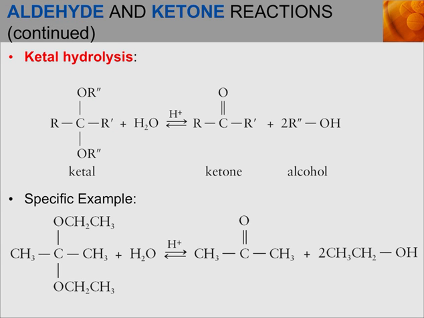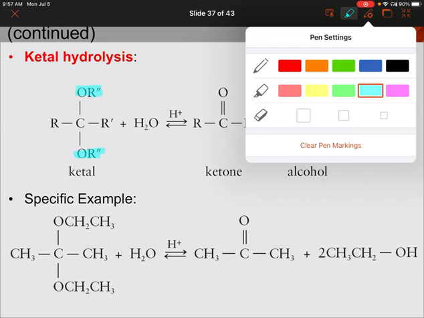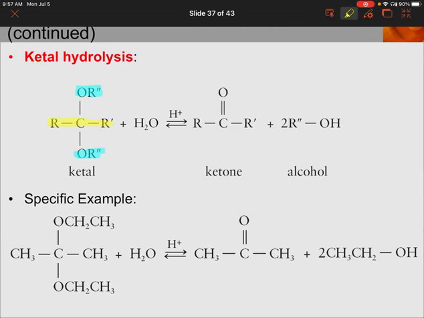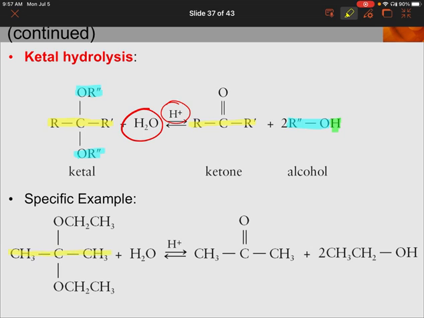Now we can do the same thing with ketal molecules. So we've got those two OR groups, and then we've got the center here, which stays the same. And if we add water and some catalytic acid, we end up back with our ketone and two alcohols. So let's look at a specific example here. So here it looks like we have two alkyl groups surrounding that middle carbon. And then we have our two OR groups, or we could also call these ethoxy groups since there are two carbons in each.